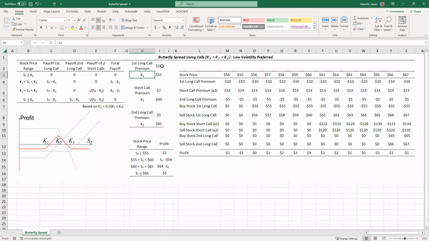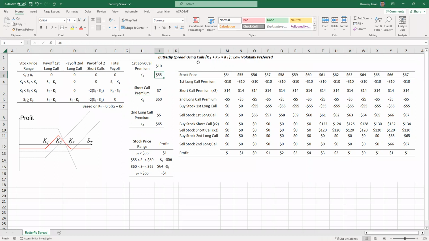It is important that the strike price K3 is greater than K2, and K2 is greater than K1 for this to work. 65, 60, and 55 is our example here.